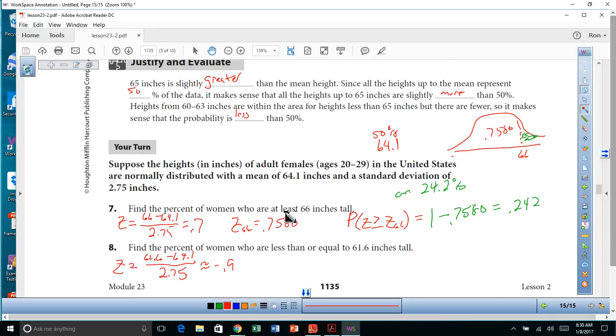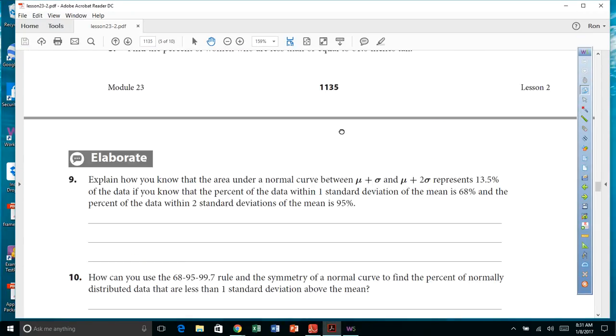So it's find a percent of women who are less than or equal. So the probability that Z is less than or equal to the z-score for 61.6 is going to be 0.1841 or 18.41%. Okay. Again, you can do that in your calculator, menu 652. Not too bad.